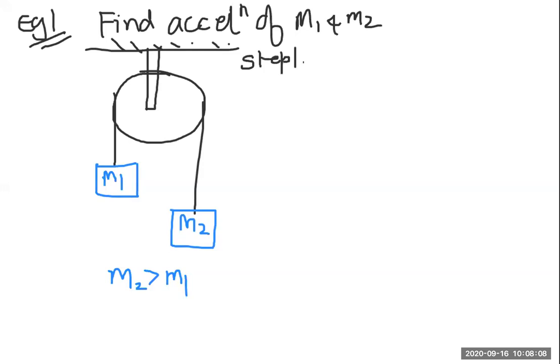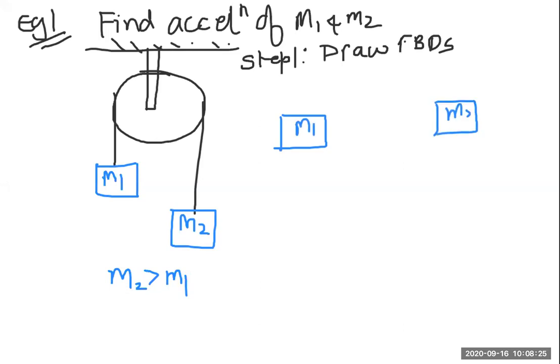Step 1. Draw the FBDs. So I will draw the FBD for M1 and I will draw the FBD for M2. For M1, the forces acting on it are M1G, T, M2G, T.